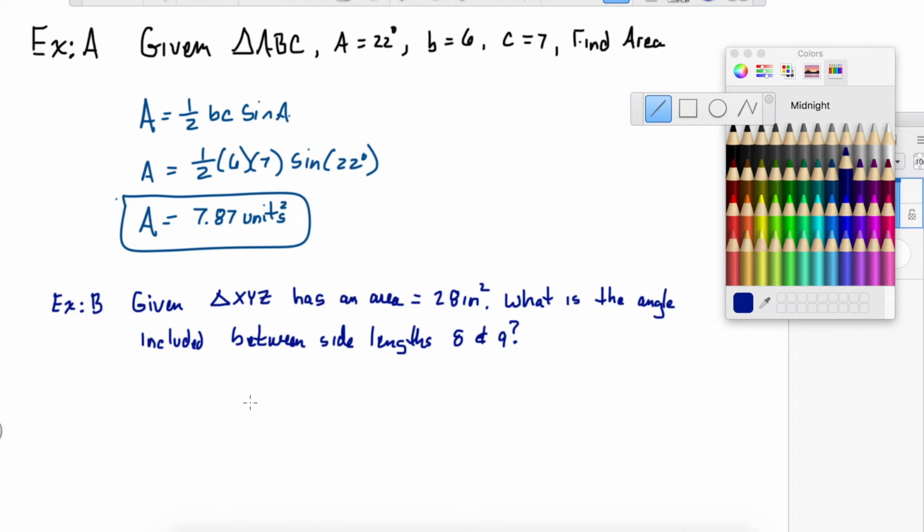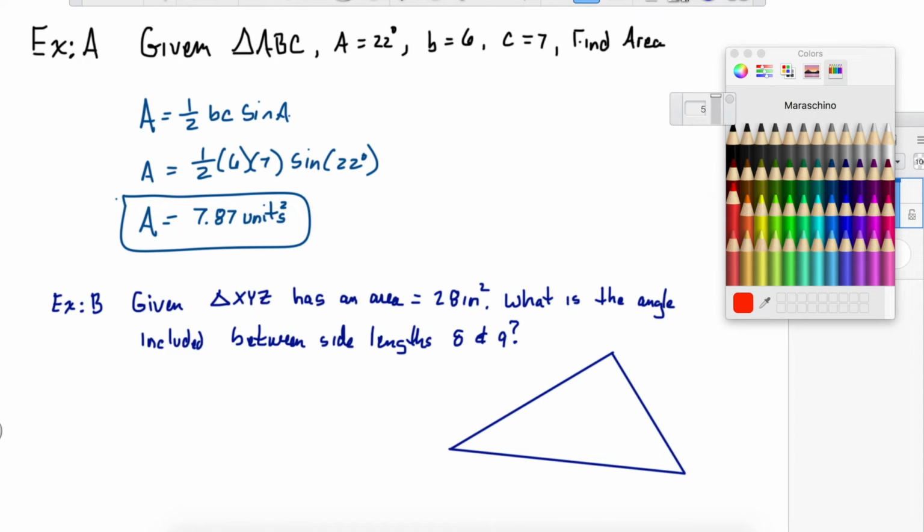Okay, actually don't need to make a sketch for this one. I'm going to though. Visual. So I have an angle here. So we're using x, y, z. We can set this up any way we want. We weren't told specific lengths for specific sides. Let's say this is 8 and this is 9, and x is the angle we're looking for. We know the area. So this whole area right here is given, 28 inches squared.